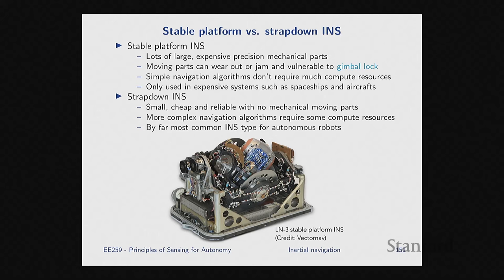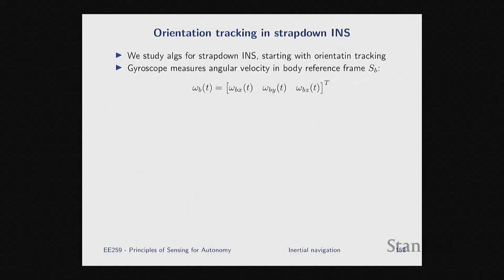Strapdown devices are very, very small and cheap and reliable. There's no moving parts, no mechanical parts, tiny, low power. But the trade-off is basically they would need more complex algorithms to do this alignment of the body frame to the global reference frame. Okay, let's just set up the problem real quick for orientation tracking, and then we'll finish it next time together.